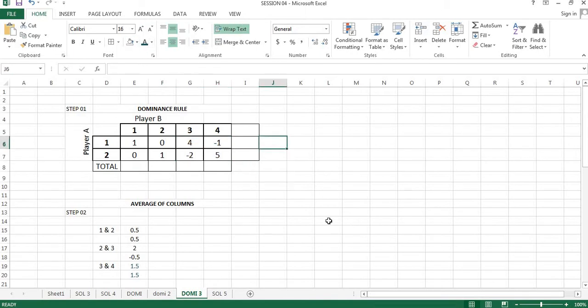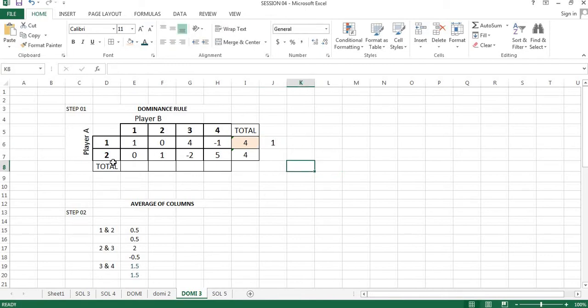Okay, the first step in finding out the dominance rule is finding the total. The first row total is 4 and the second row total is 4. So for rows we take the least value. Here the least total is 4 only. So let me select the first one as the least total. This is my first selection.